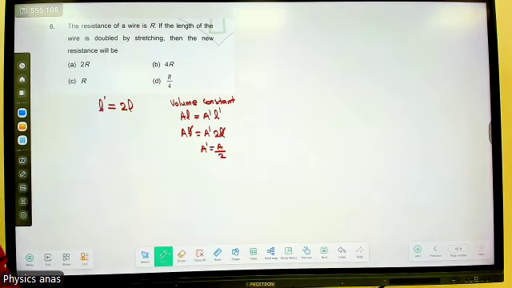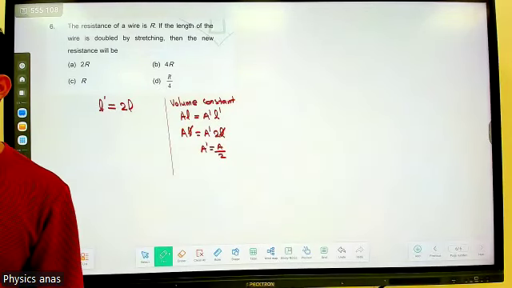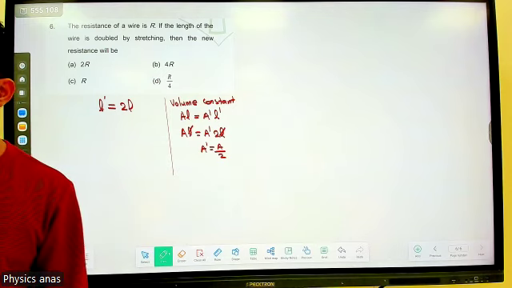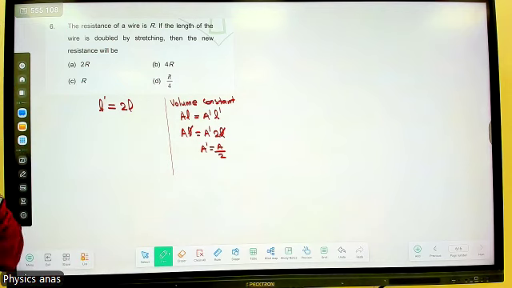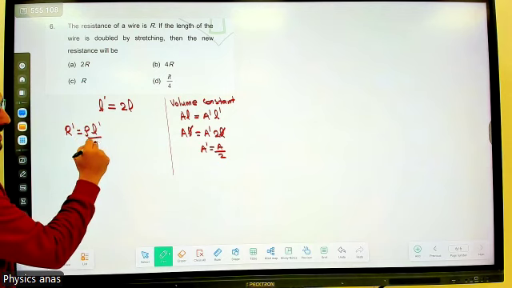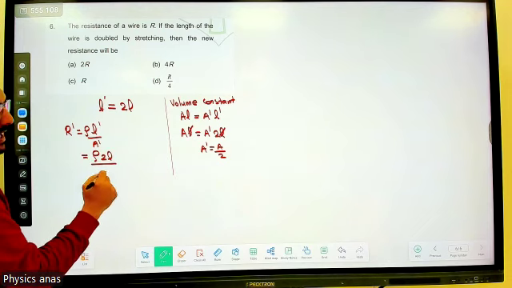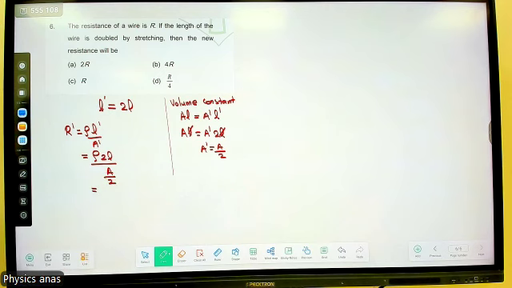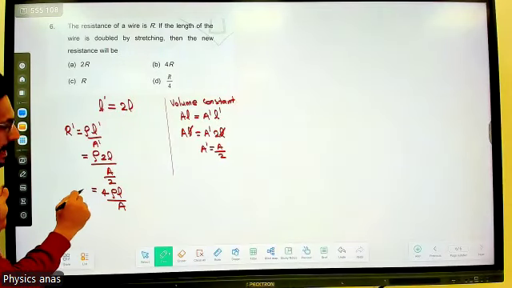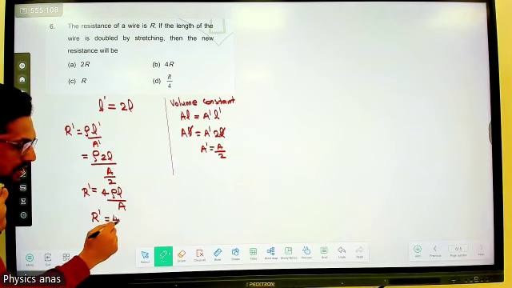This is the idea. Or you can simply state it like this: length doubles, area becomes half; length triples, area becomes 1 by 3. Clear? Okay. Now use this in the new equation: R dash is equal to rho L dash by A dash. L dash is 2L divided by A dash, which is A by 2. So 2 is coming down, and we get 4 rho L by A. That's R dash, so R dash is equal to 4 times R.